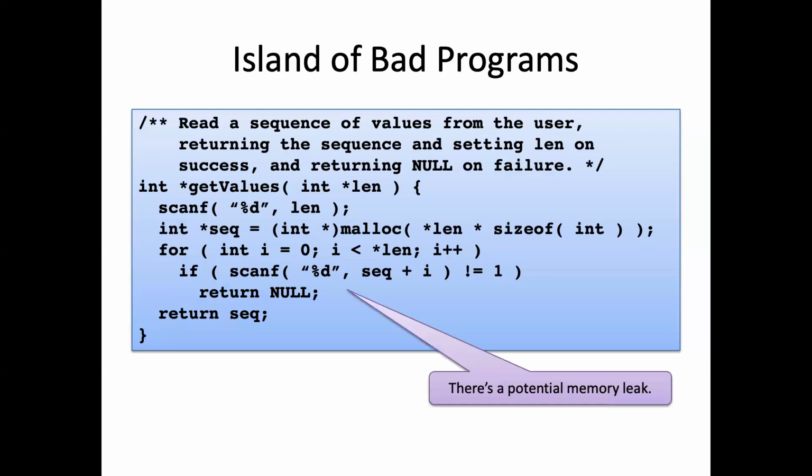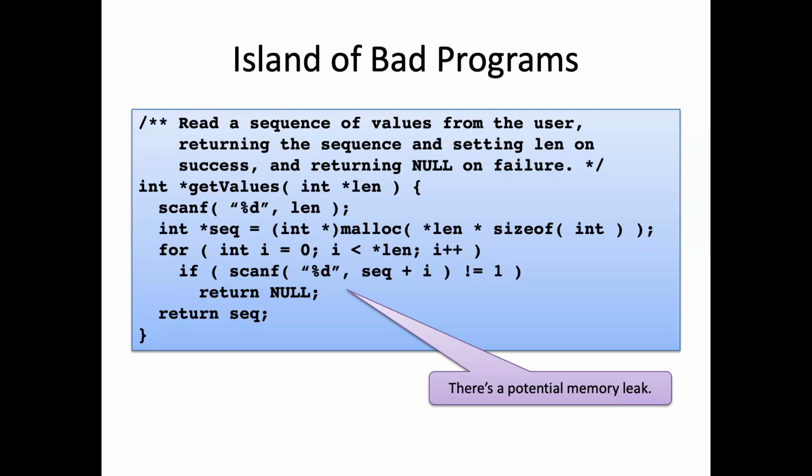Well, the first one you've had some practice on. There's a path that has a memory leak. If you ever call scanf and get a bad value, we return null so the caller knows this didn't work, but then we leak that memory.